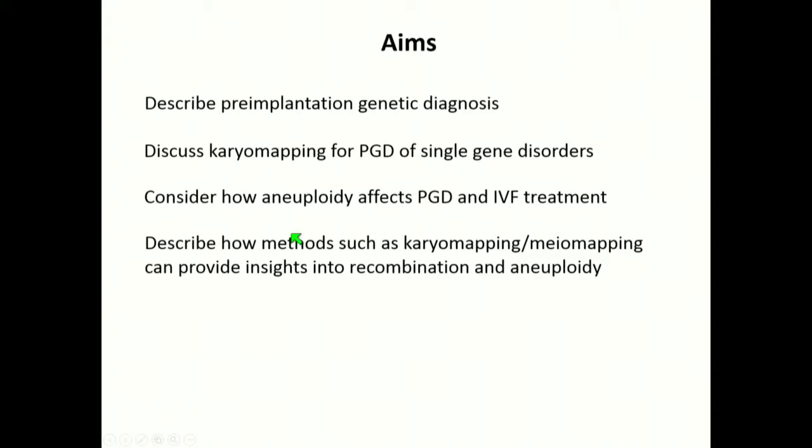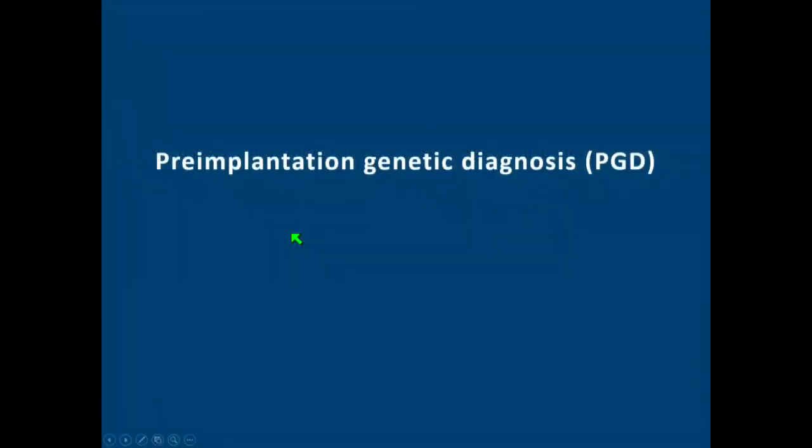I'll also consider why chromosome abnormalities may be particularly important when considering fertility treatments such as in vitro fertilization, IVF, and I'll describe how methods such as karyomapping and the related method of meio-mapping can provide some scientific insights into the basic biology of gametogenesis and embryo development.